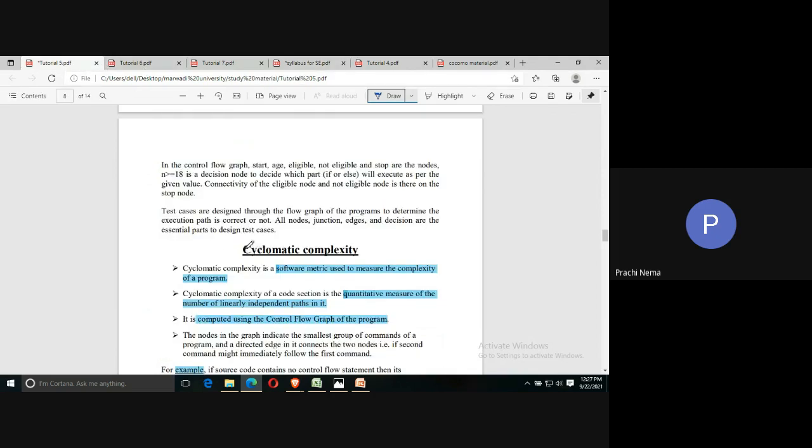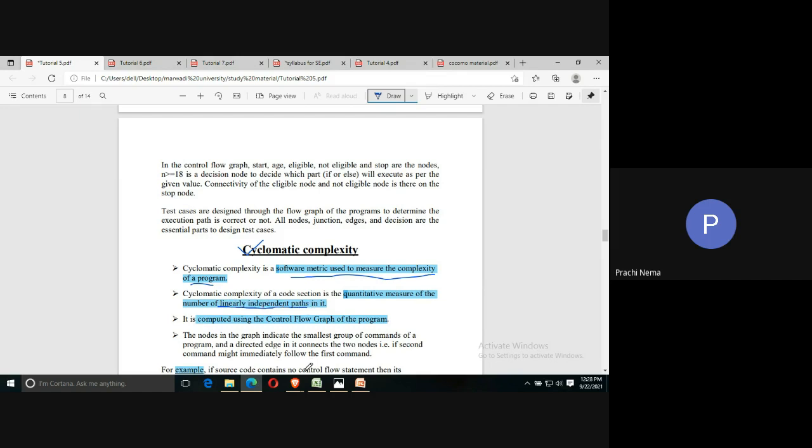Now coming to the next topic, that is cyclomatic complexity. Cyclomatic complexity tells us about the complexity of a program. It is a software metric which is used to measure the complexity of a program. It is a quantitative measure of the complexity of a program, and also a quantitative measure of the number of linearly independent paths.